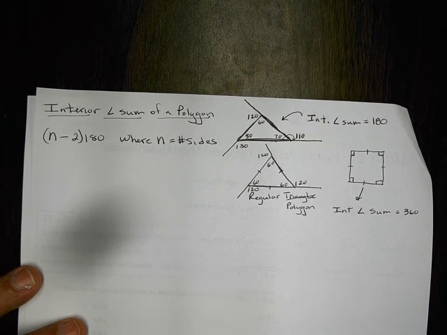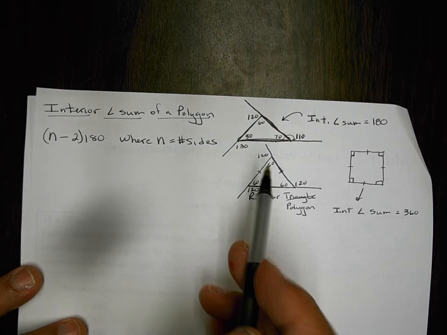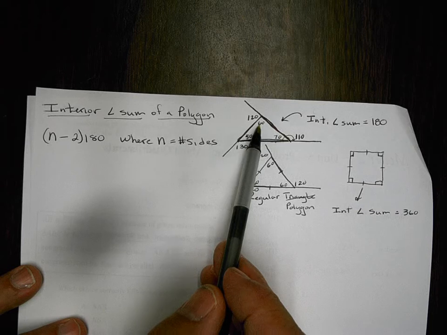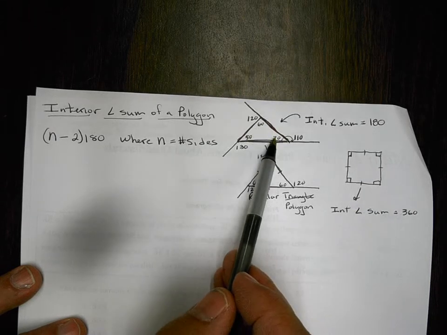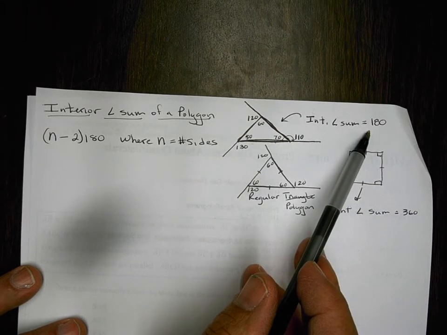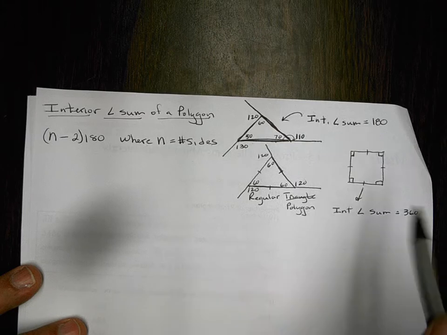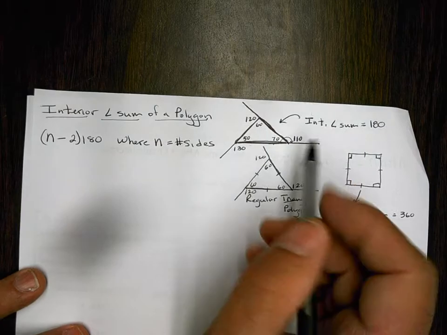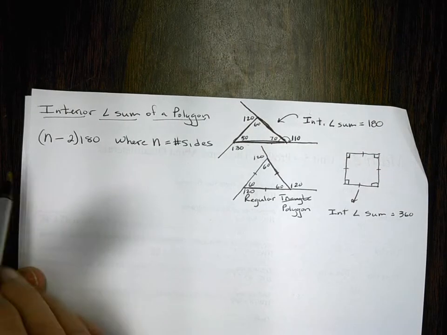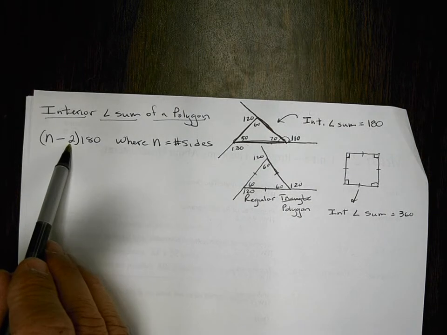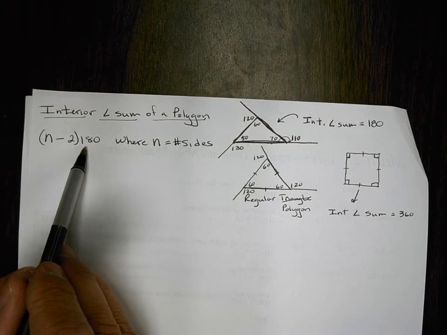So we can find the interior angle sum of any polygon. It doesn't have to be a regular polygon. If you notice here, this is an irregular triangle, and its sum is still 180, isn't it? So if we take this formula and apply it to this triangle right here, what is 3 minus 2? 1. And 1 times 180 is? 180. Good.